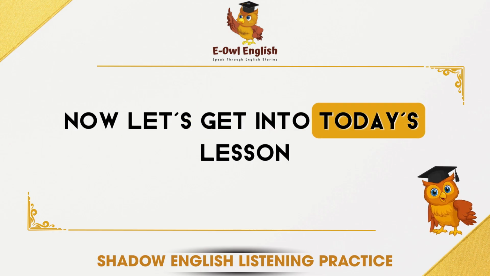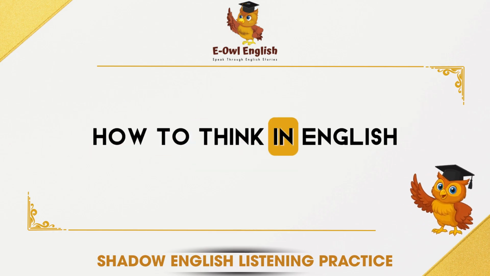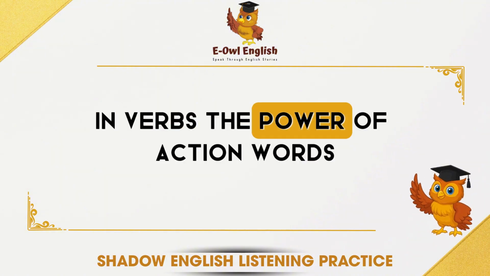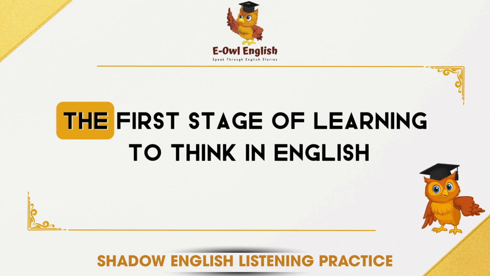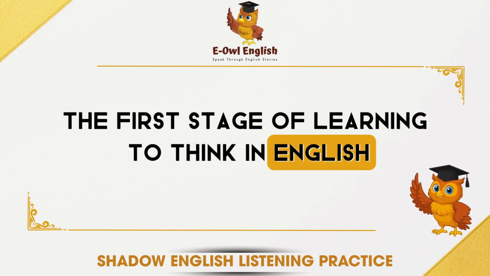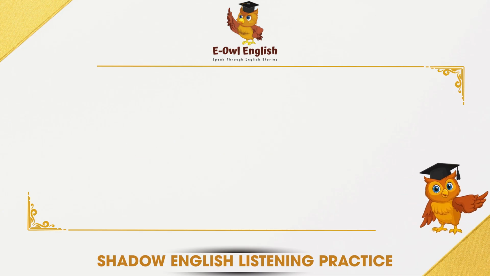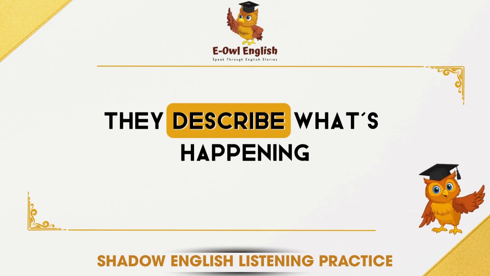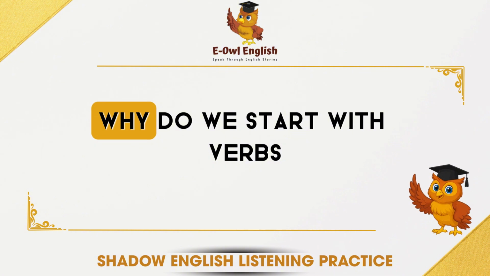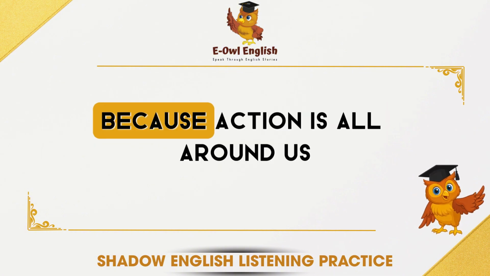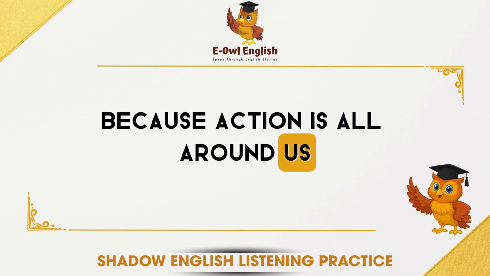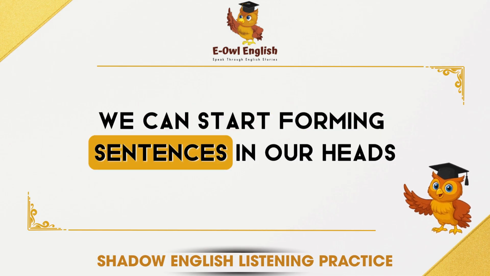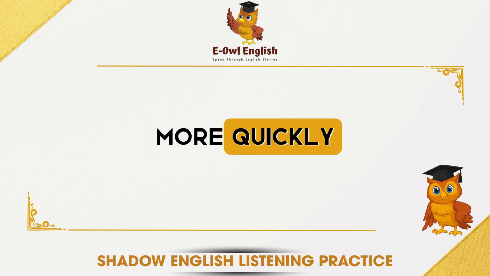Now, let's get into today's lesson, how to think in English. Stage 1, think in verbs, the power of action words. The first stage of learning to think in English is to focus on verbs. Verbs are the action words in a sentence. They describe what's happening. Why do we start with verbs? Because action is all around us. And if we can think about what's happening in English, we can start forming sentences in our heads more quickly.